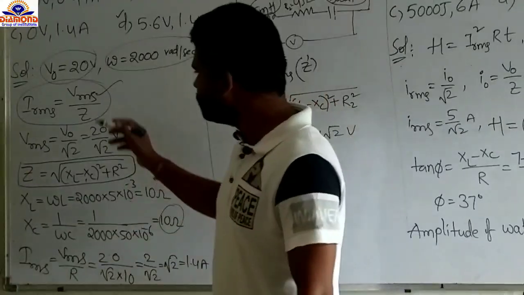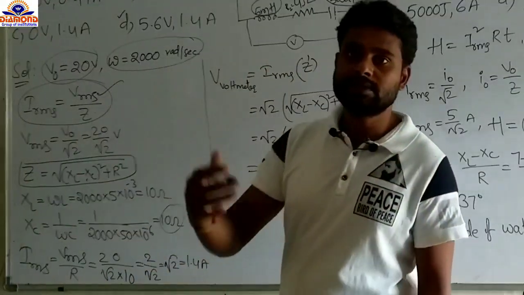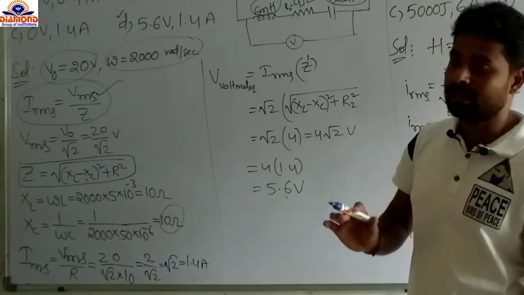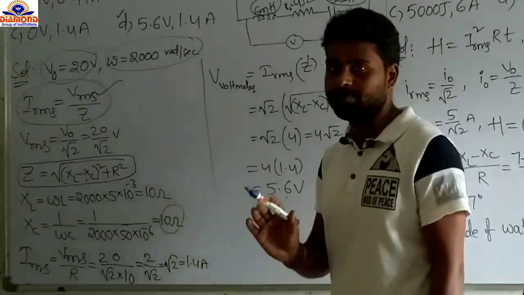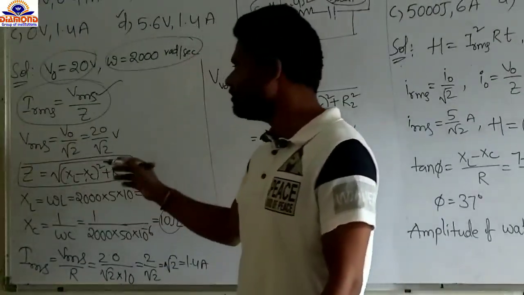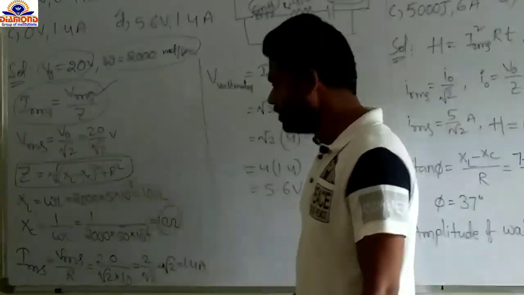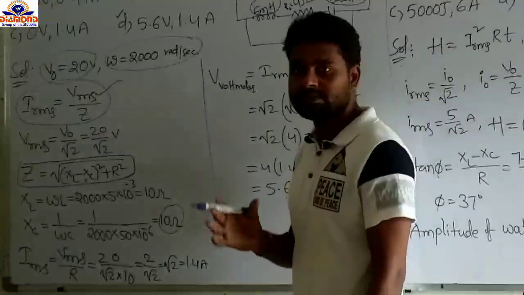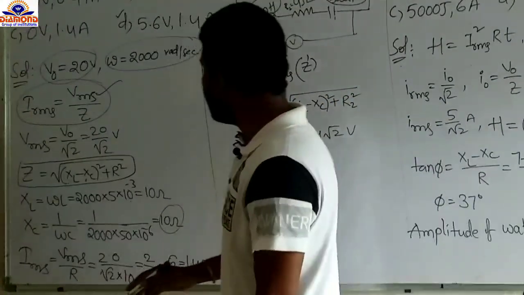Then IRMS is equal to VRMS by Z. Z means impedance. Impedance is nothing but, here, due to the resistance only, when the XC and XL are the same. If XC and XL are not the same, then find the Z value as the square root of (XL minus XC) whole square plus R square. Okay, now IRMS equals VRMS by R only. Now the total circuit is a resistive circuit only. So VRMS by R value.